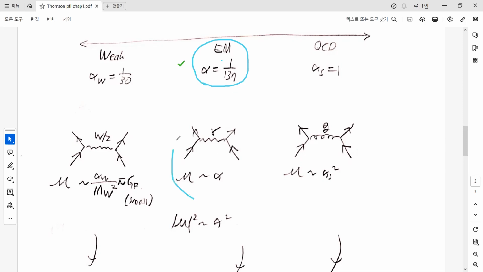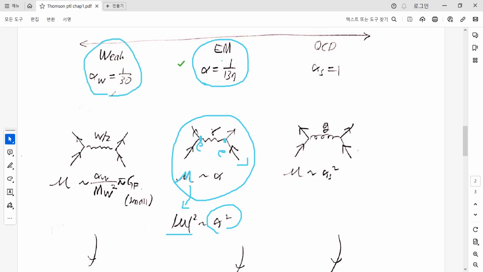The Lorentz invariant amplitude, such as the S matrix element, is proportional to alpha, since there is one e here and another e here. So the probability, the square of the S matrix element, is proportional to alpha squared, at tree level. In the weak interaction case, the coupling constant is about 1 over 30, which seems similar to electromagnetism, but the W boson and Z boson have a mass, unlike the photon and the gluon.